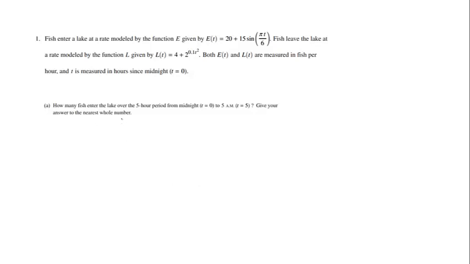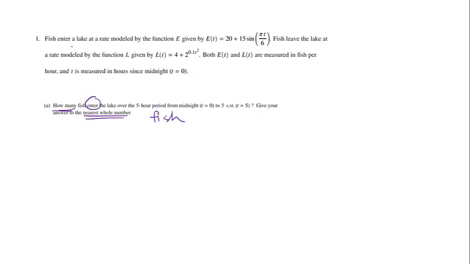So I'm going to circle a few things here. We want to know how many enter, so I'm just going to be concerned about the enter. We do want to round our answer to the nearest whole number, so we want to be real careful. It doesn't say to round up or round down, it's to the nearest. And then it said how many fish. So I know my units are going to be fish.